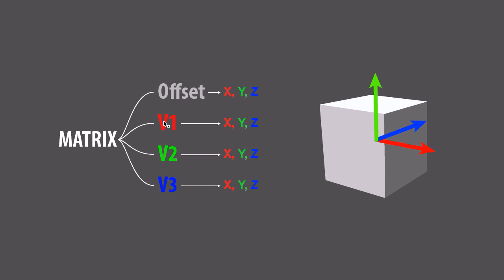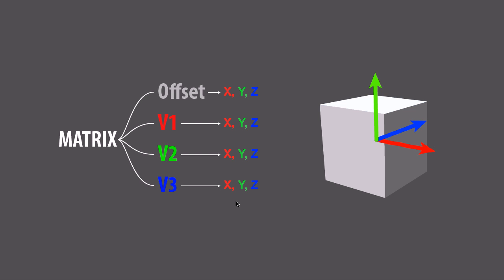The second vector is called v1 or vector 1, and this one gives us the alignment of our first axis, the x-axis of our object. The next one is called v2, vector 2, which gives us the alignment of our second axis, the y-axis. And the last one is called v3, vector 3, which gives us the alignment of our z-axis.